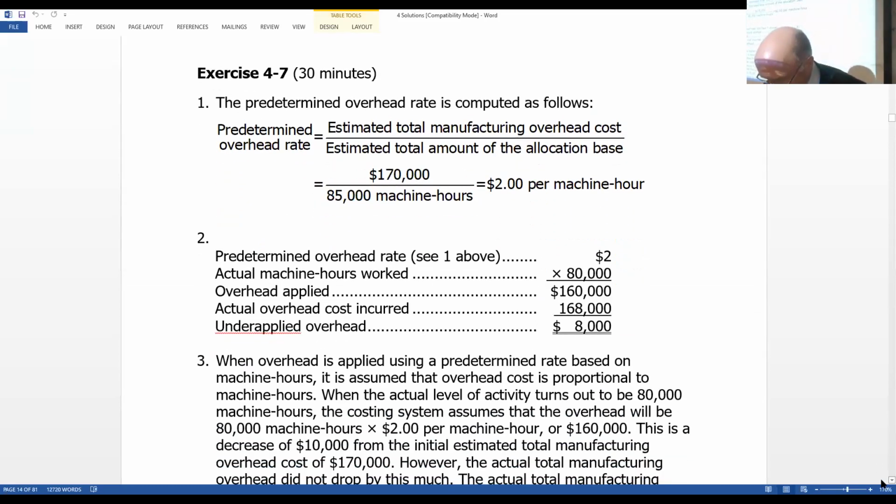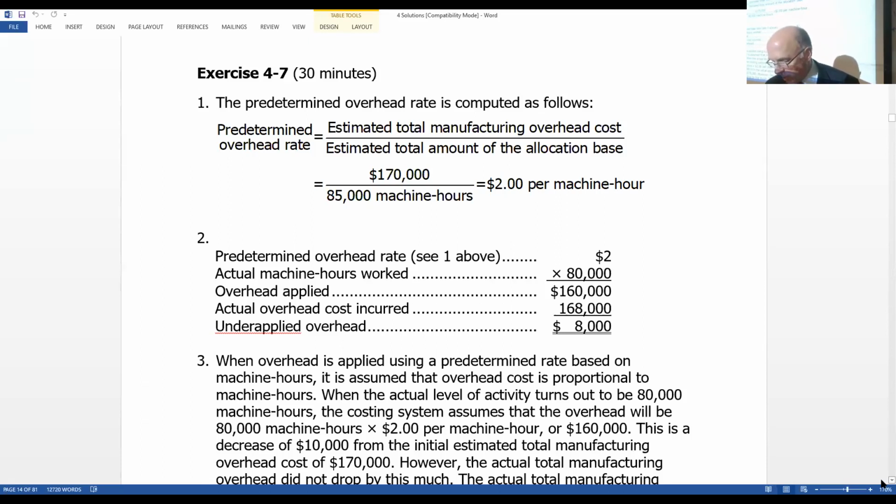Number 7, predetermined overhead rates, applying overhead, underapplied or overapplied. Again, same thing, just different fact situation. Medusa Products uses a job order costing system. Overhead costs are applied to jobs on the basis of machine hours. At the beginning of the year, management estimated that the company would work 85,000 machine hours and incur 170,000 in manufacturing overhead costs for the year.